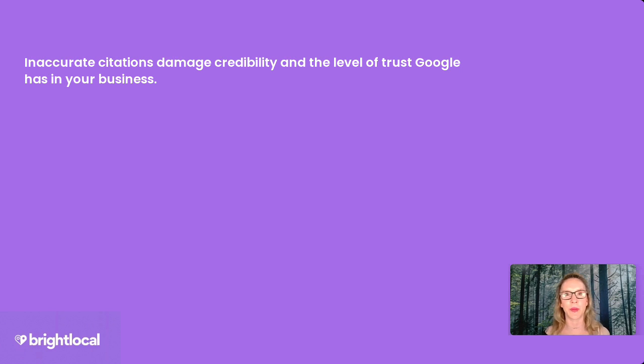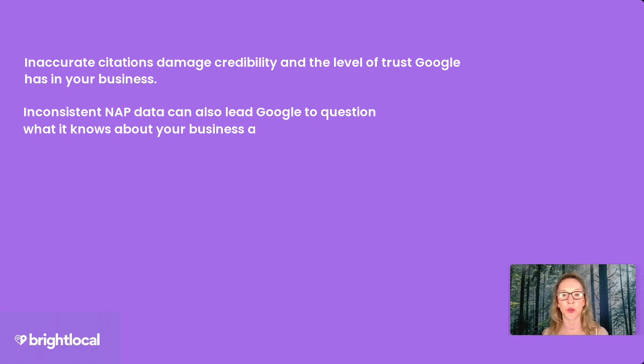It's differing all over the place. It's different on one directory to the next. And this is why it's extremely important that you've got that information clear and concise across the board. As we can see here, inconsistent NAP data leads Google to question what it knows about the business. And if it can't trust that the information it has for you is correct and accurate, it's likely to, over time, keep taking a hit on your rankings.